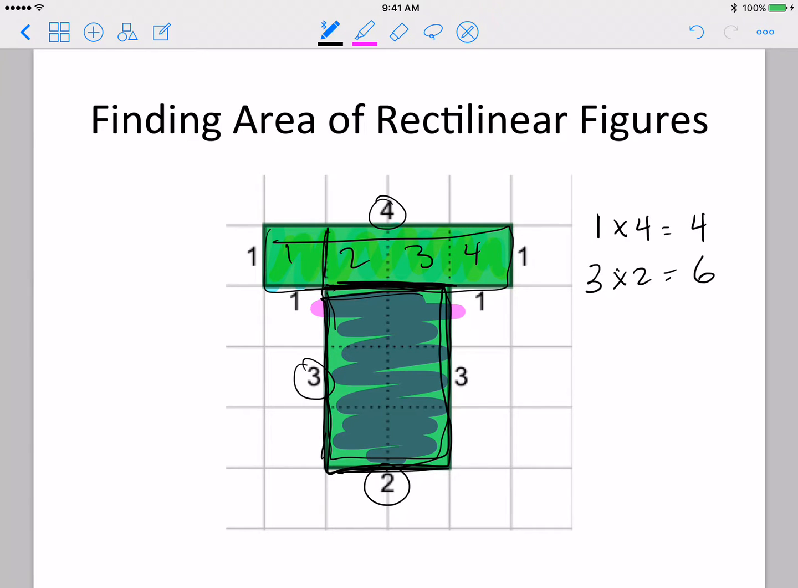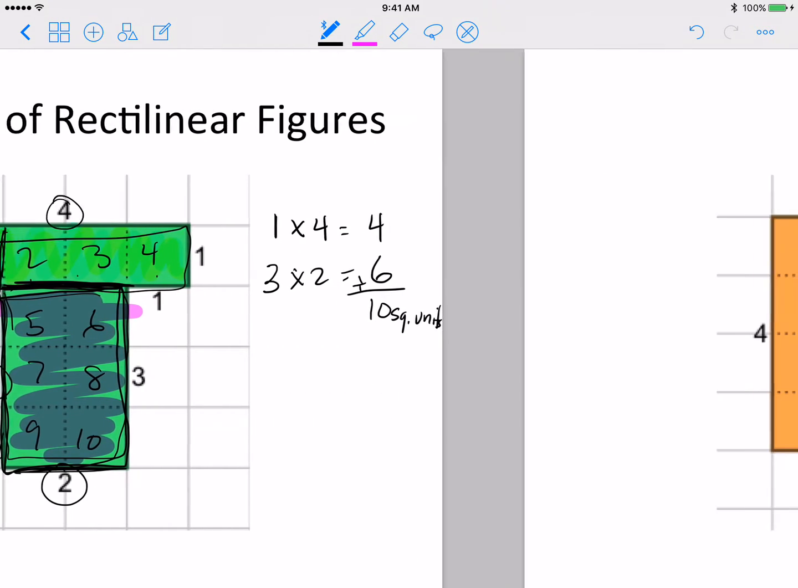Okay, so to find the total area of the rectilinear figure, we're going to add these two together. So 4 plus 6 equals 10 square units. And if we counted them all, tiled it, 1, 2, 3, 4, 5, 6, 7, 8, 9, 10. Okay, same thing. This is a more basic example, but I wanted to show you all this to understand the concept. Let's do another one.